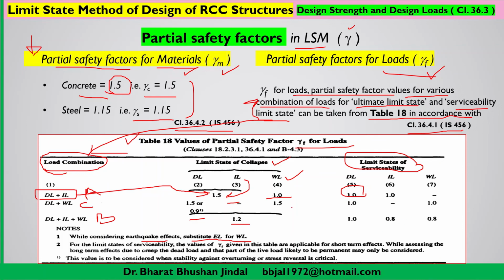And the third question which I want to ask you: suppose we are taking the first combination of dead load plus imposed load. In limit state of collapse, we have taken partial safety factor 1.5 for dead load. But in limit state of serviceability, we are taking the value 1. Why is this variation in the partial safety factor taken into consideration? That means why is a lesser partial safety factor taken in limit state of serviceability, and why is a higher value taken in limit state of collapse?